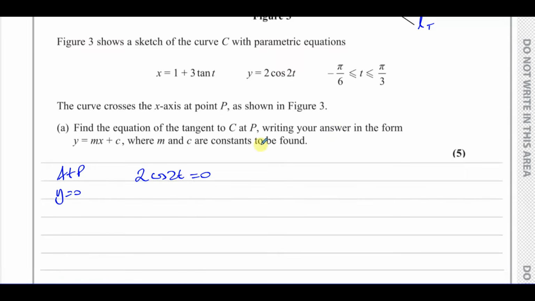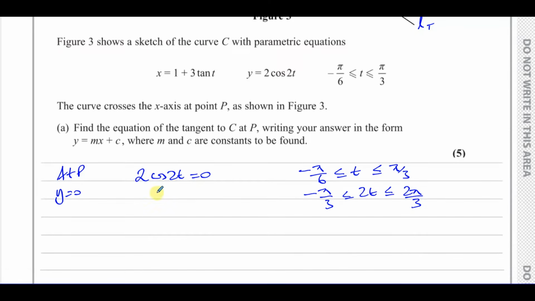So I have to solve this equation, but my limits are between minus pi over 6 and pi over 3 for t. Now, because it says 2t, I have to change these limits, multiply this by 2. That's going to be minus pi over 3 less than or equal to 2t less than or equal to 2 pi over 3. So I can go up to 2 pi over 3, which is more than pi over 2. This is like 120 degrees, and this is minus 60 degrees. So we can go more than 90 degrees.